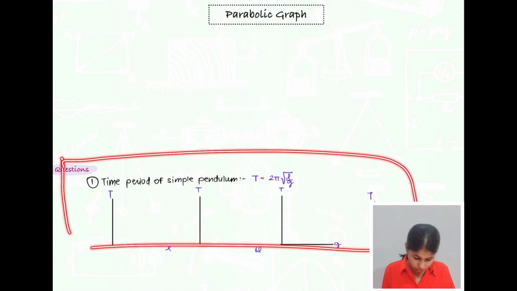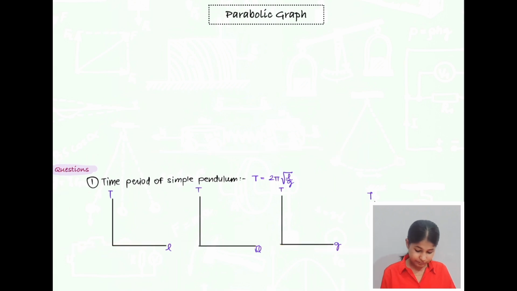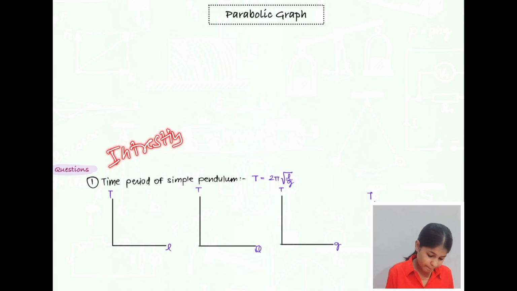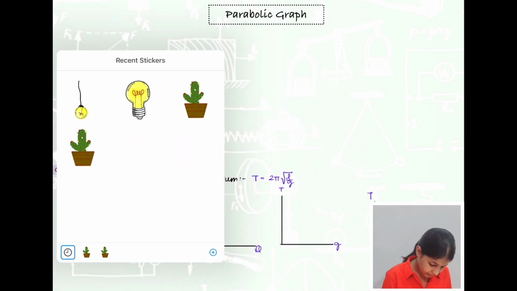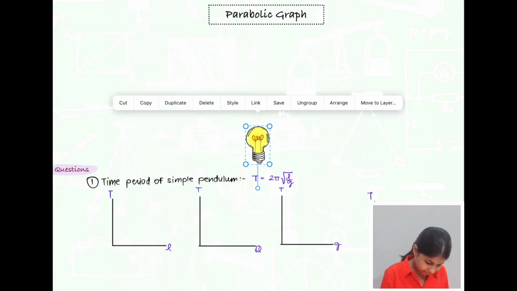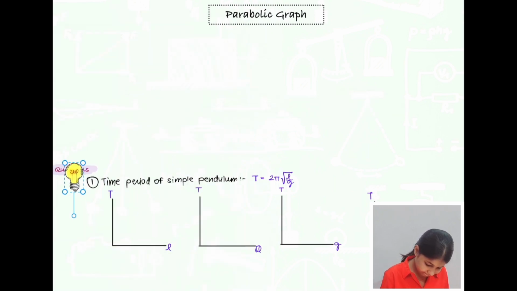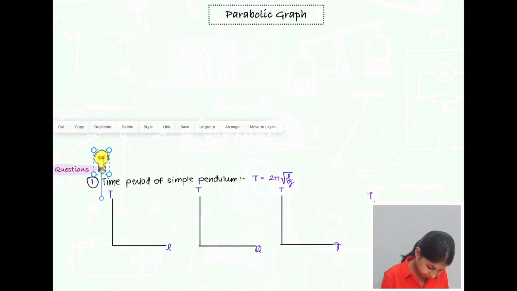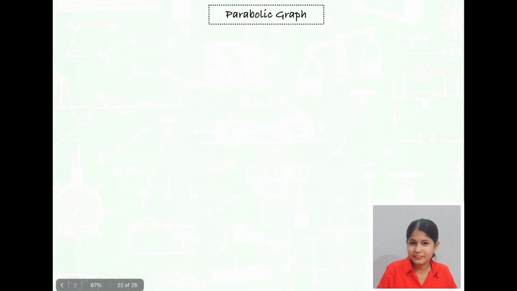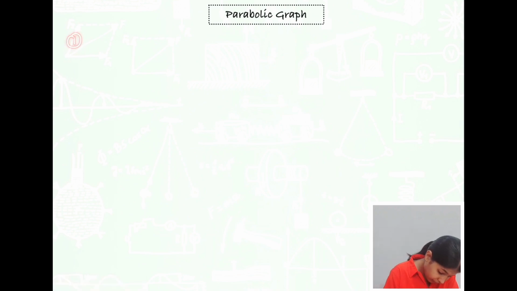This is our question of this exercise, and here you can see about 4 graphs are given. You have to plot them. Okay, so it will also be very interesting. Let me put a sticker here. Yes, this is your sticker. Let's start with the parabolic graph. Okay, now I am going to write with criteria.